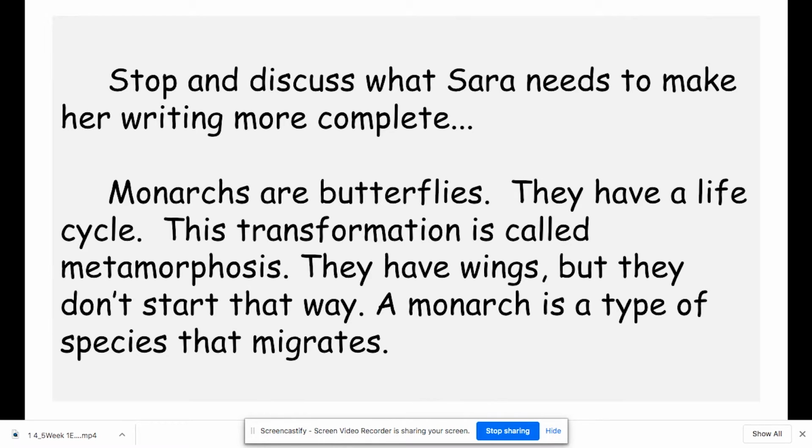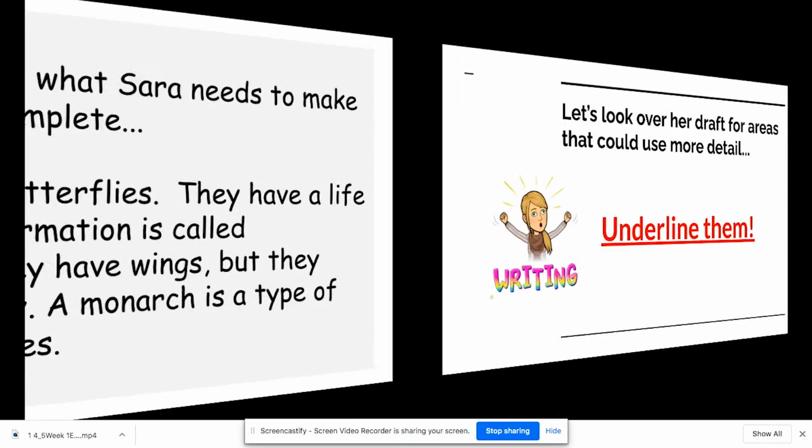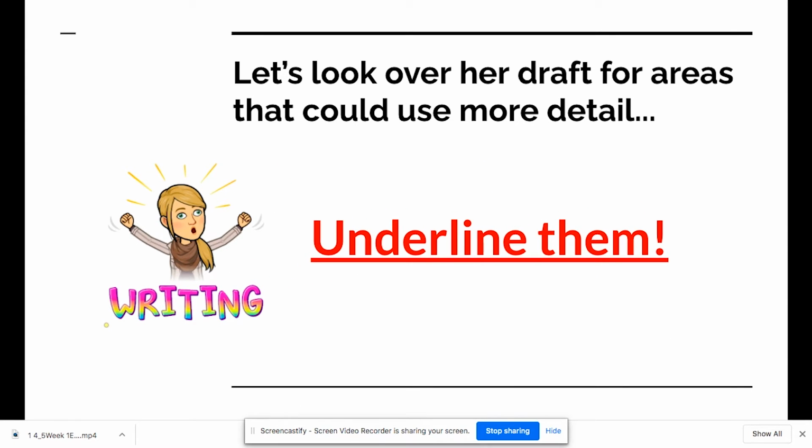So let's talk about what Sarah needs to make her writing more complete. Monarchs are butterflies. They have a life cycle. This transformation is called metamorphosis. They have wings, but they didn't start that way. A monarch is a type of species that migrates. Well, I can see she has one word that she was supposed to use, and that's metamorphosis. And she's starting to explain the life cycle, but I don't see what it actually means. So let's move on. Let's look over her draft a little more for areas that could use more detail and underline them.